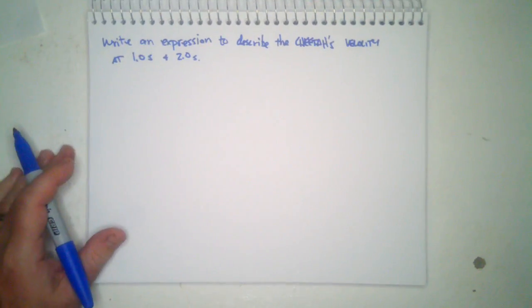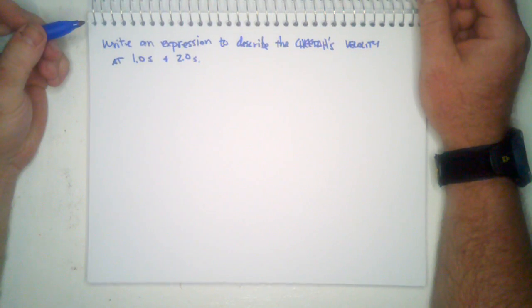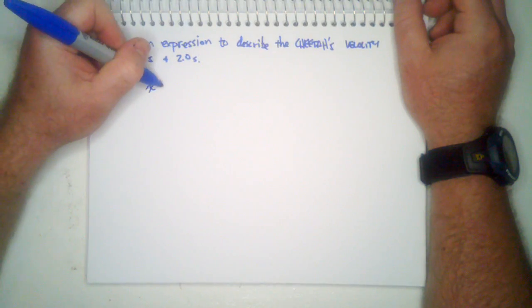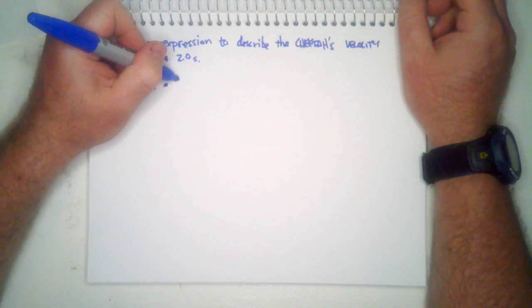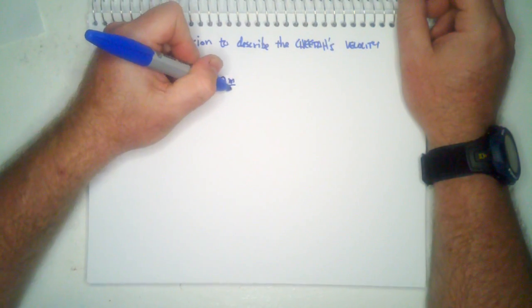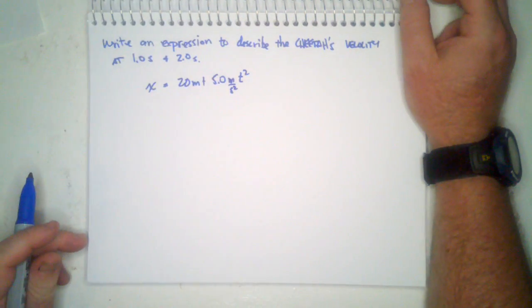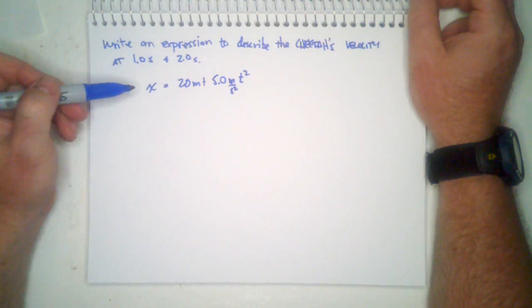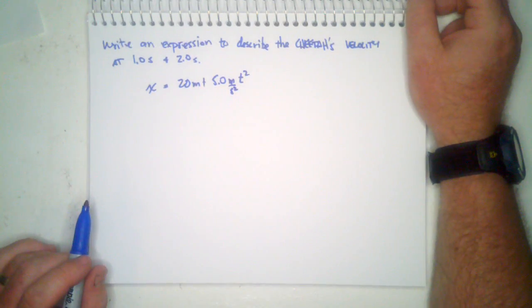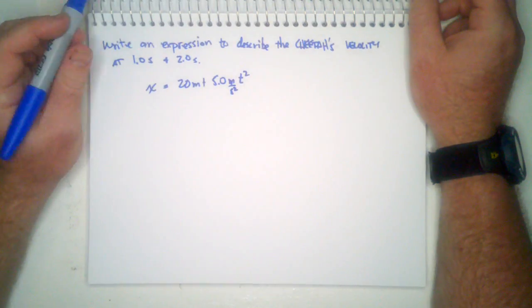And this is usually what happens. It says, write an expression to describe the cheetah's velocity at 1 second and at 2 seconds. Well, we already know that the displacement equals 20 meters plus 5.0 meters per second squared times t squared. So this function describes the cheetah's position with respect to time. But in order to get its velocity, we have to take the derivative.